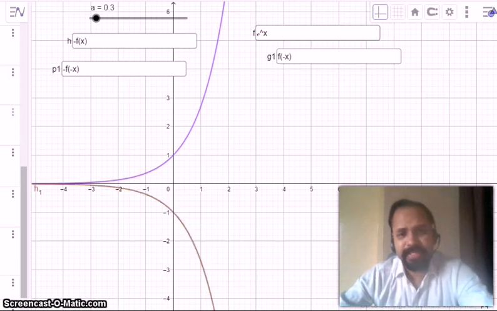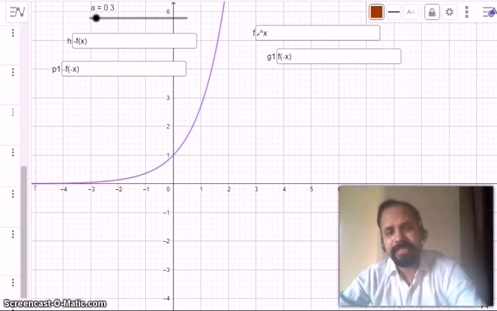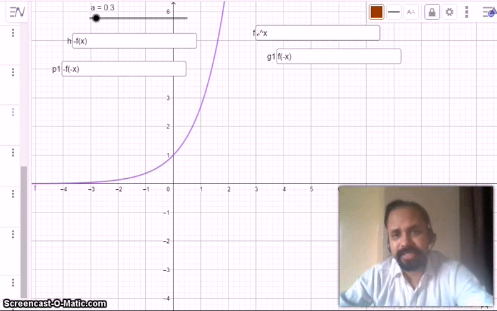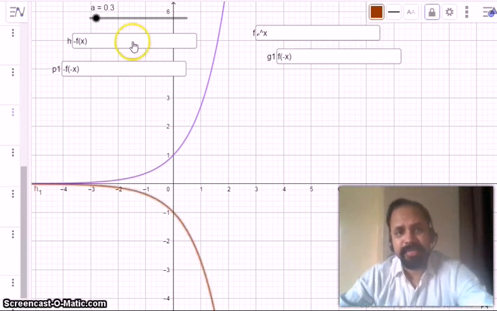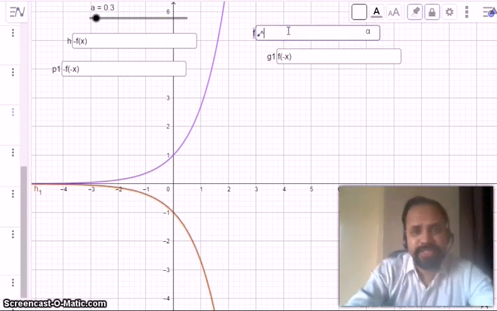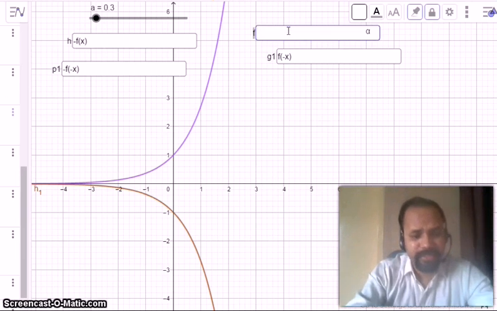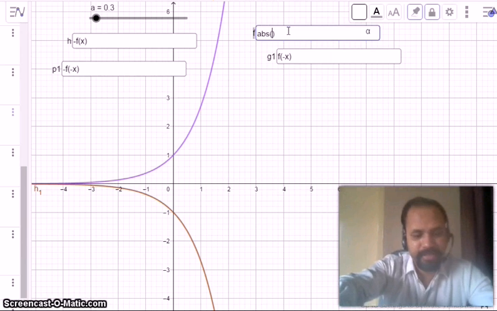Let's see. This is the graph of minus e to the power x. In this one we had the x-axis as a plane mirror. This is the graph of e to the power x, and simple. Okay, if you want to change the graph, consider the absolute function of x, that is mod x.